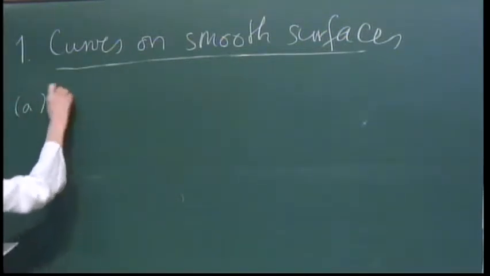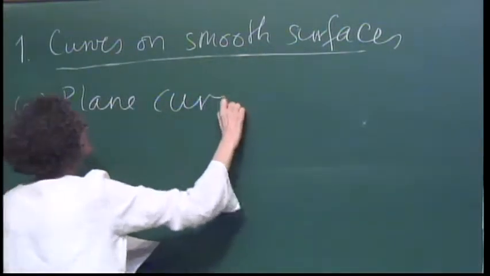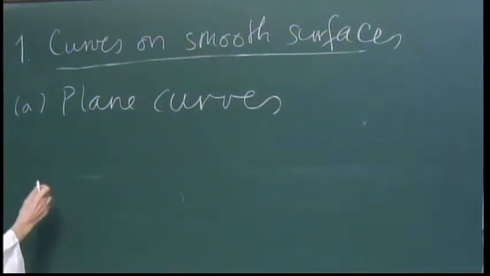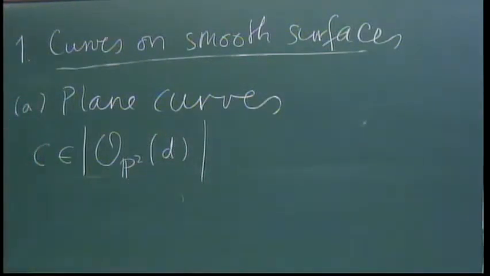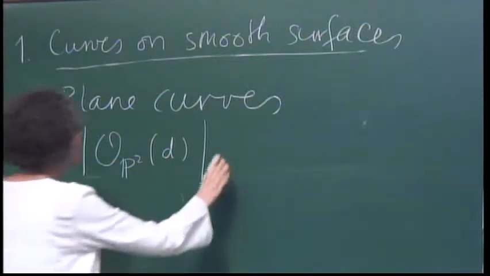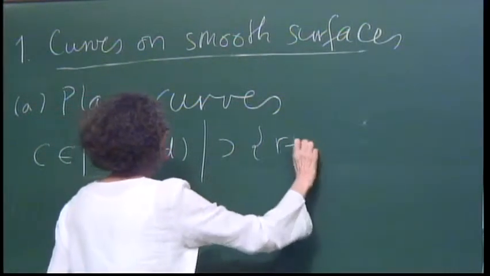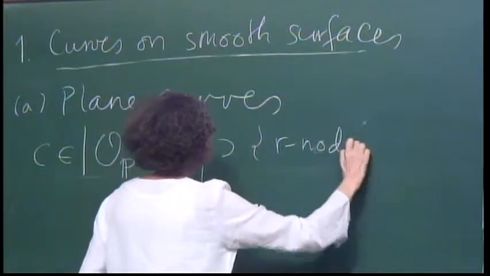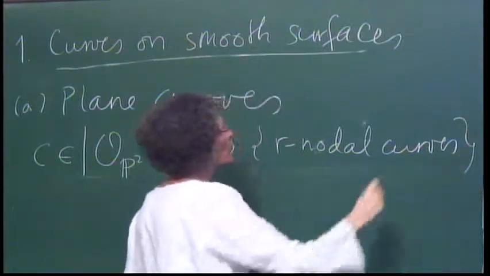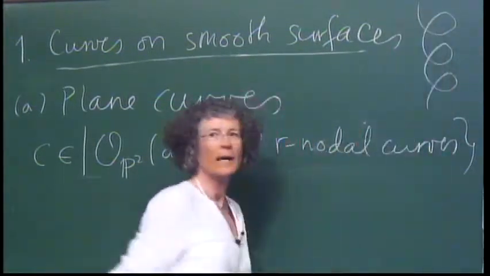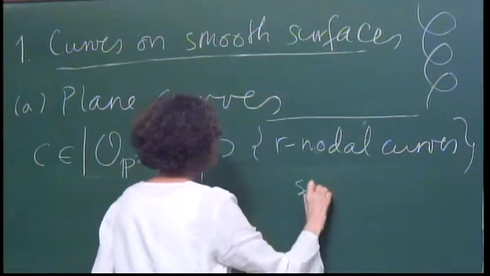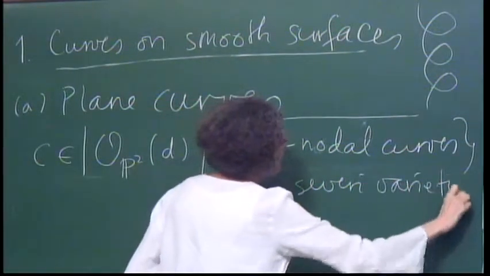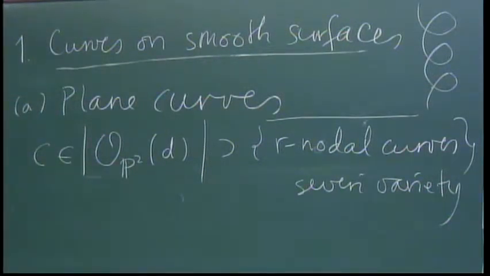So in the case of plane curves, we're looking at curves in a linear system. So look at plane curves of degree d. And inside here, you can look at, for example, what you would call r-nodal curves. They would have r nodes. So a node is an ordinary double point. And if you take the closure here, this is commonly known as the Severi variety.